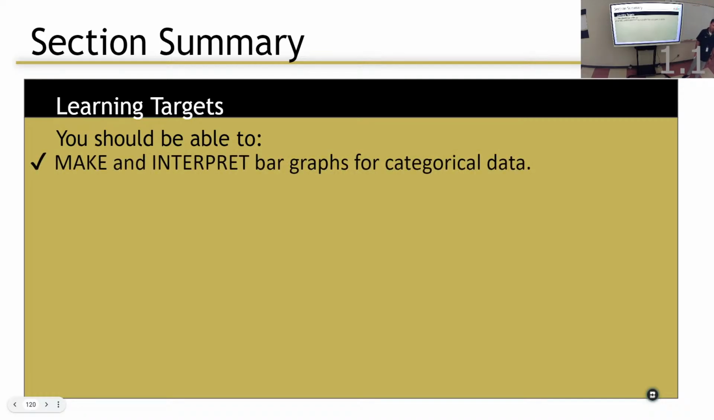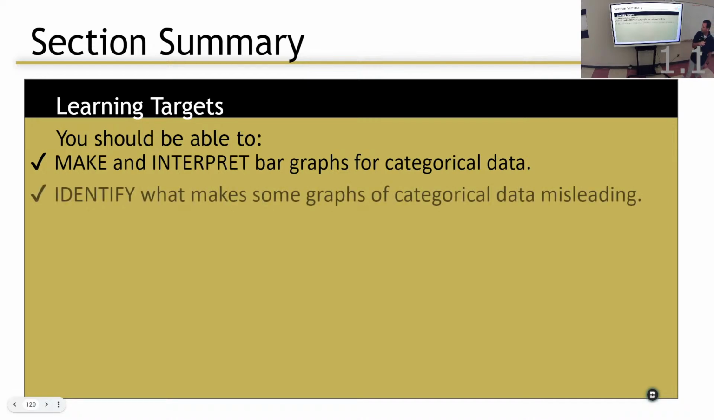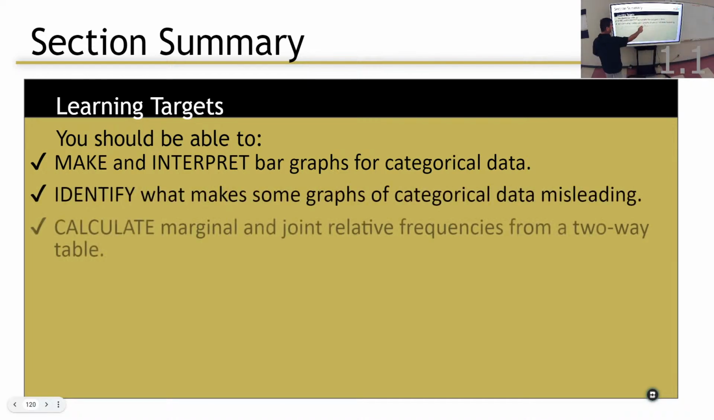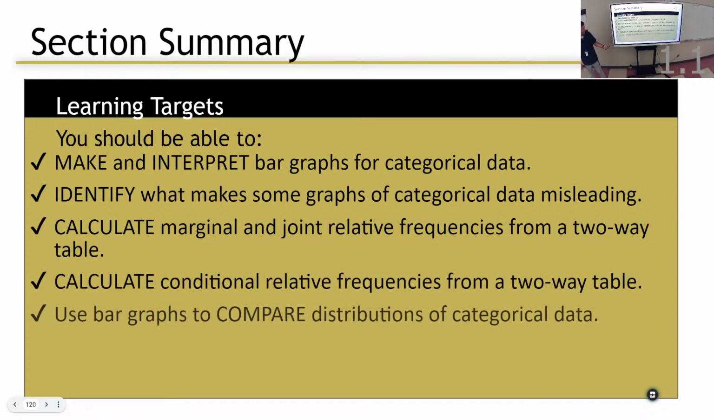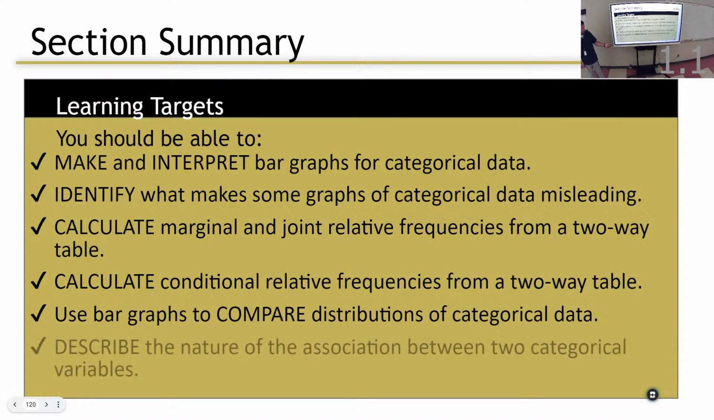I think I took it out, but here's the whole thing, so it's probably still on there. I hope you can make and interpret bar graphs. We've got to identify what makes some bar graphs misleading. This is the misleading one. Calculate the frequencies in a two-way table. Calculate the conditional frequencies. And then use the bar graph to compare the conditions. Describe the nature of the association. Big things: bar graphs, categorical and numerical, circle graphs, because we want to do that. You should see 1.0 and 1.1 here.